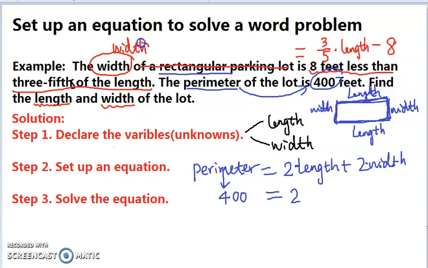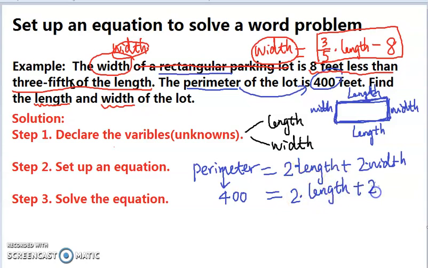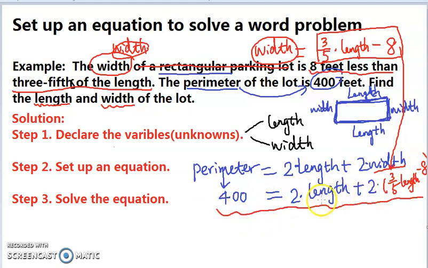So now we got this equation. If I move this closer to the equation here, we got width equals 3/5 length minus 8. So this is what we're going to do. Whenever I see the word width, I'm going to replace it with this whole expression here, 3/5 length minus 8. So in this equation, we have 2 lengths plus 2 times width. What's the width? The width is 3/5 length minus 8. So I'm going to plug in for this width right here. Okay, so now we got this equation with everything plugged in except there's an English word length here.